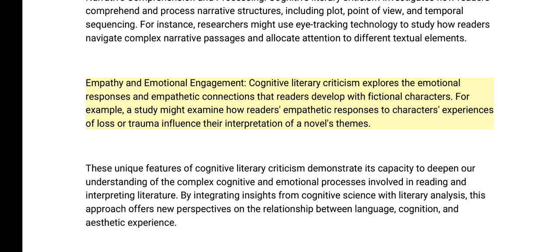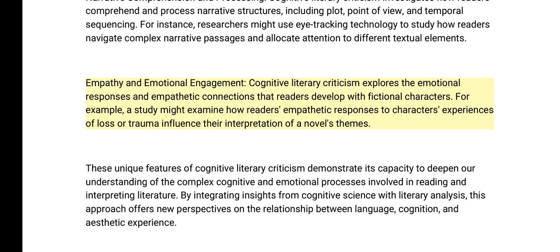Empathy and emotional engagement. Cognitive literary criticism explores the emotional responses and empathetic connections that readers develop with fictional characters. For example, a study might examine how readers' empathetic responses to characters' experiences of loss or trauma influence their interpretation of a novel's themes.